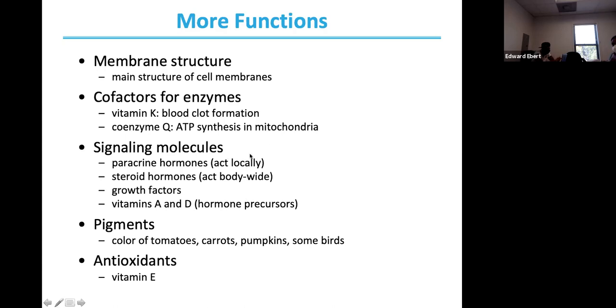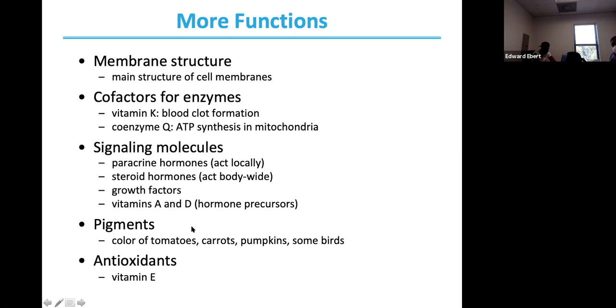We also have a lot of signaling molecules out here. We're going to have our paracrine hormones, which induce changes usually within the same cell or within the same organ, and our steroid hormones, which can get into the bloodstream and have downstream effects all over the body. Various growth factors, vitamins A and D again there.